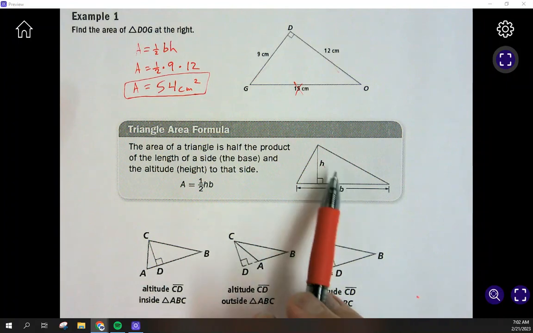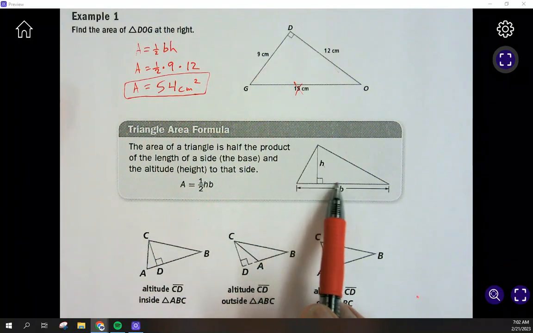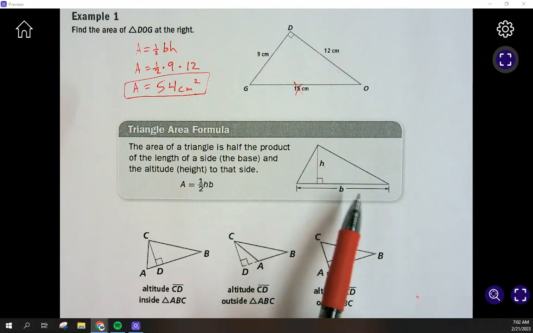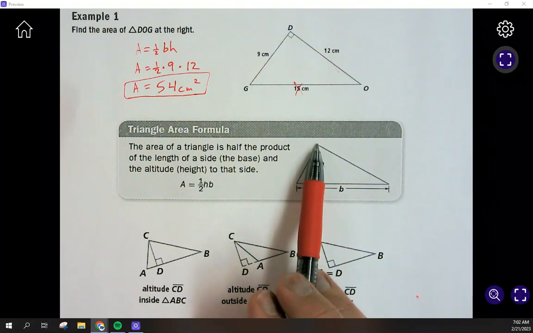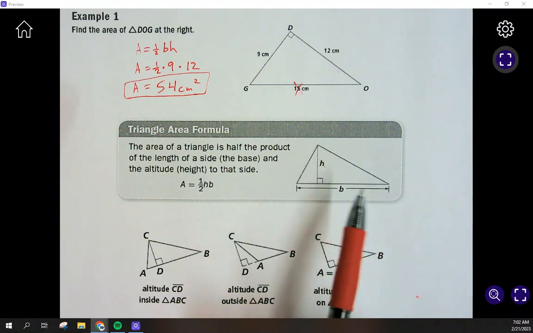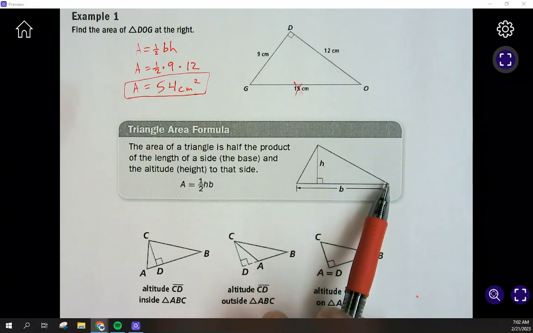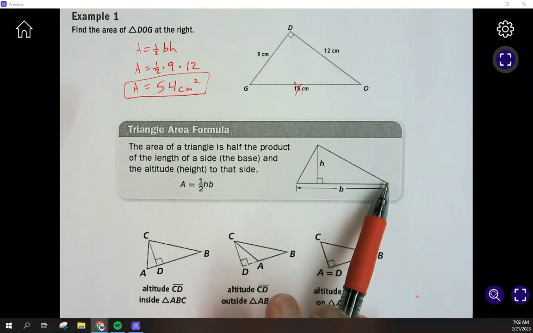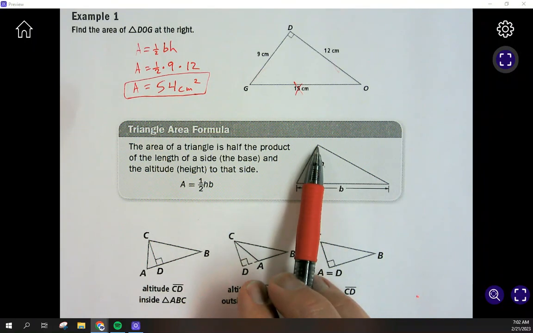We'll look at that down here. And it has to hit the base or an extension of the base at 90 degrees. If we don't see an angle of 90 degrees, we cannot be sure that we actually have the altitude. So every triangle actually has three different heights that pertain to three different bases. Okay, I could go from this vertex to this side, 90 degrees, and clearly that height is bigger than this height.